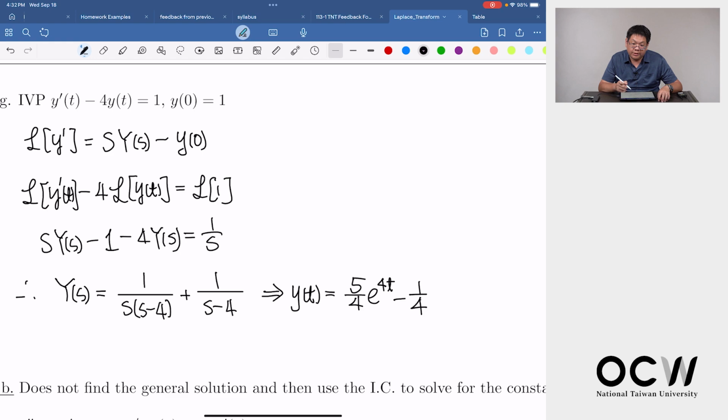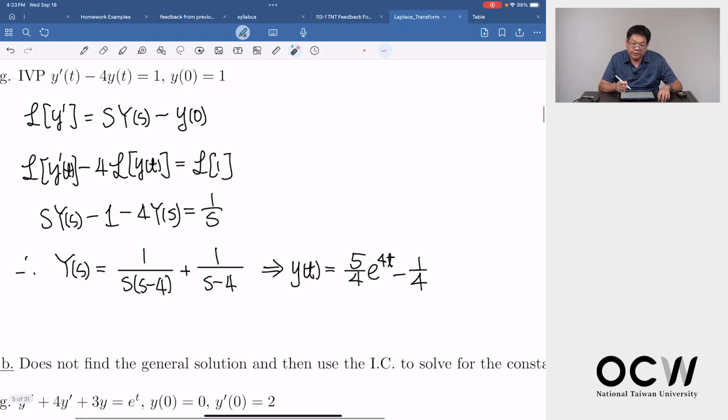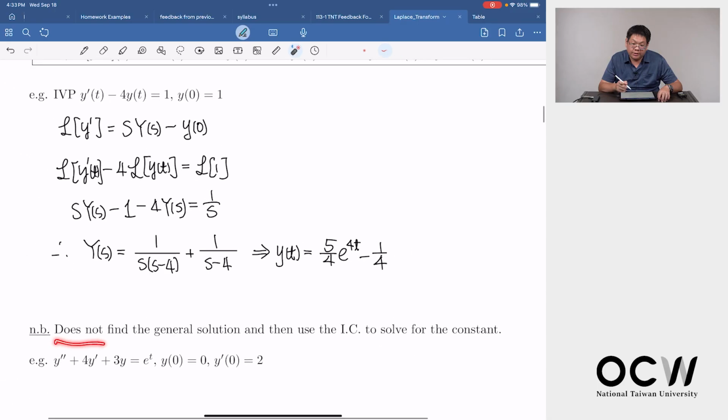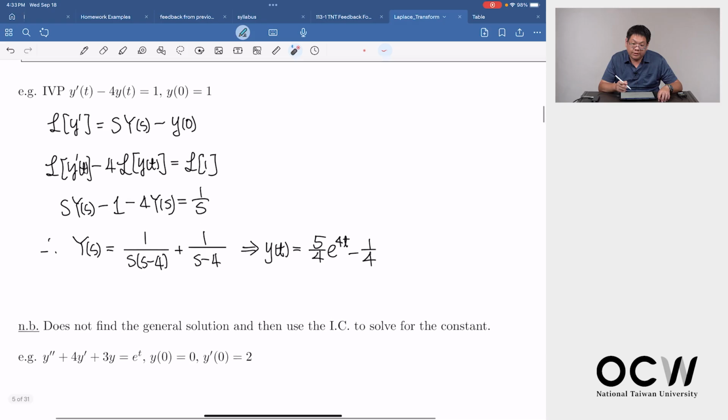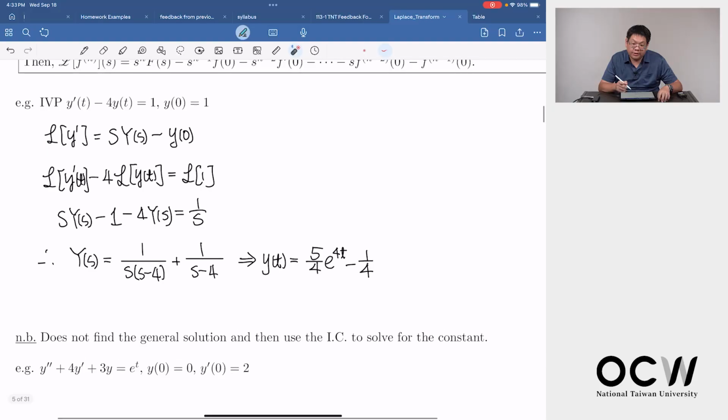So in this case, we learned that using the Laplace transform, I don't need to find the constant using the initial condition at the end. Do not find the general solution and then use the initial condition to solve for the constants. Because when I apply the Laplace transform, we did it right away, because we need to use the initial condition here.